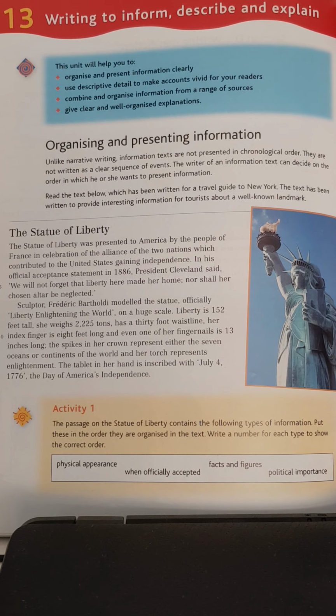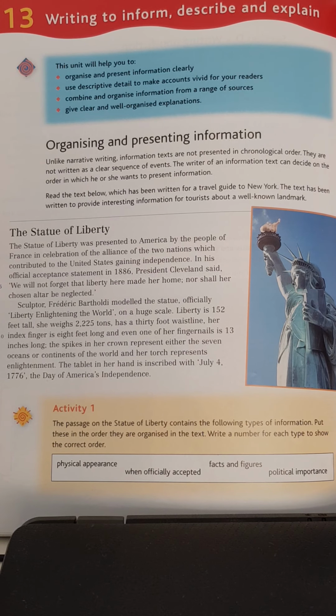She weighs 2,225 tons, has a 30-foot waistline. Her index finger is 8 feet long, and even one of her fingernails is 13 inches long. The spikes in her crown represent either the 7 oceans or continents of the world, and her torch represents enlightenment. The tablet in her hand is inscribed with July the 4th, 1776, the day of America's independence.